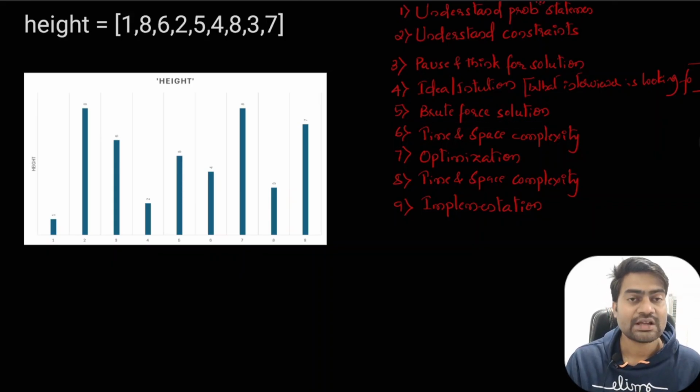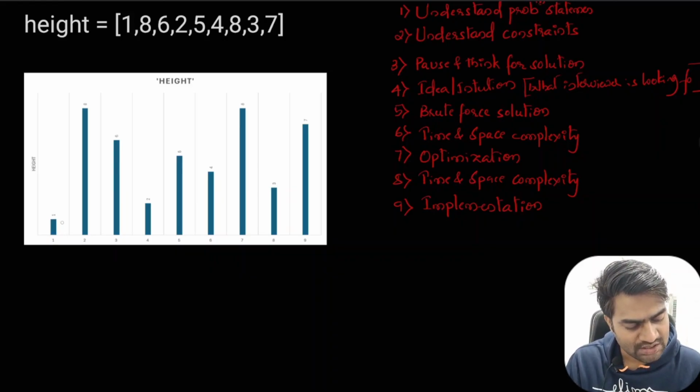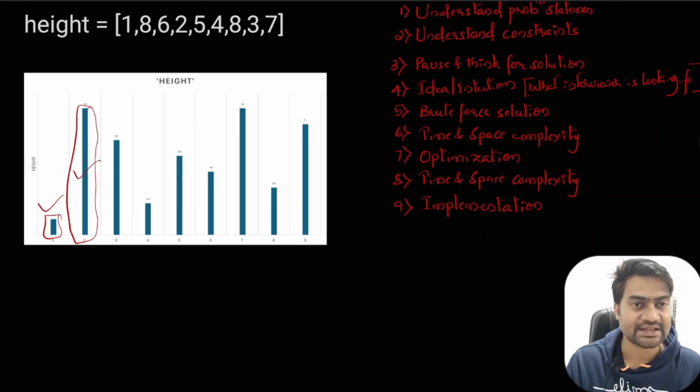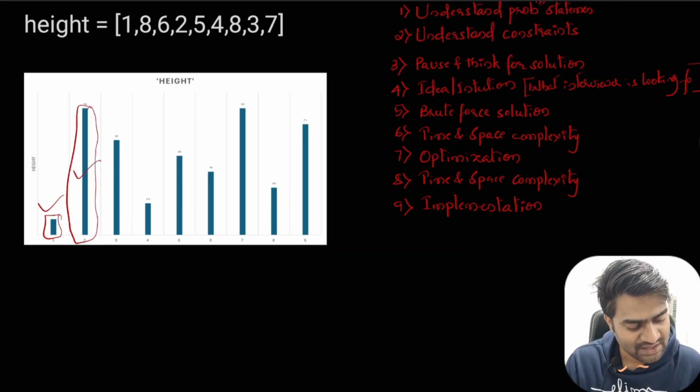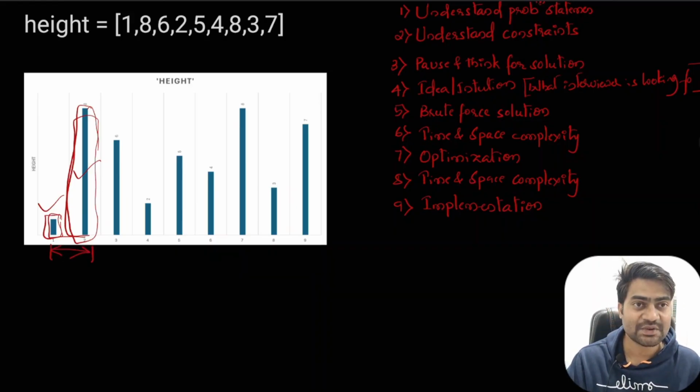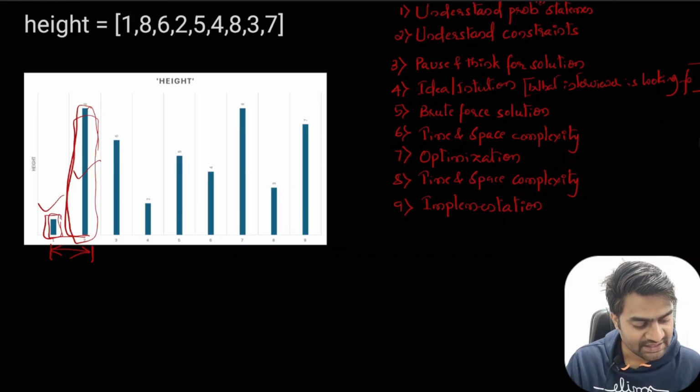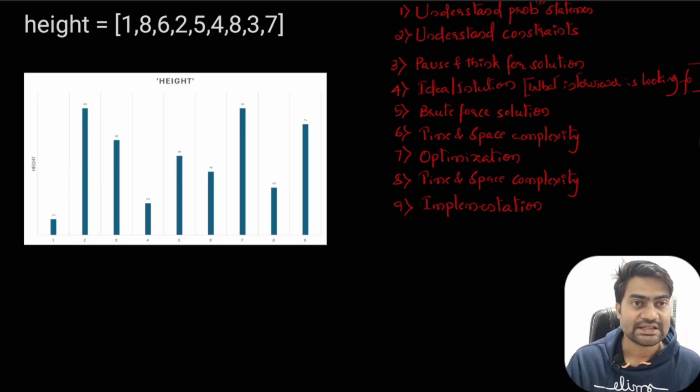As I was saying, if I want to find the maximum water between this line and this line, what is required? The minimum height between these two lines, which is 1 in this case, and the distance between these two lines. So how can you find the distance? You can simply subtract the smaller index from the greater index. With that you can find the distance between those two lines.